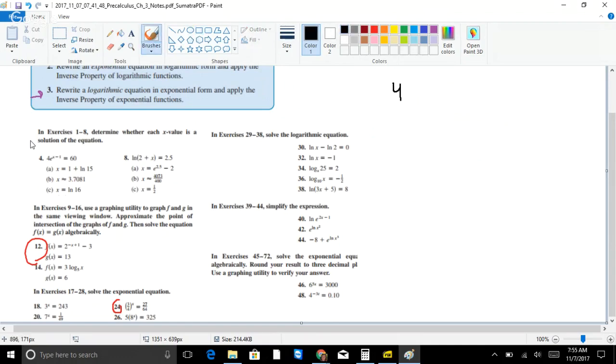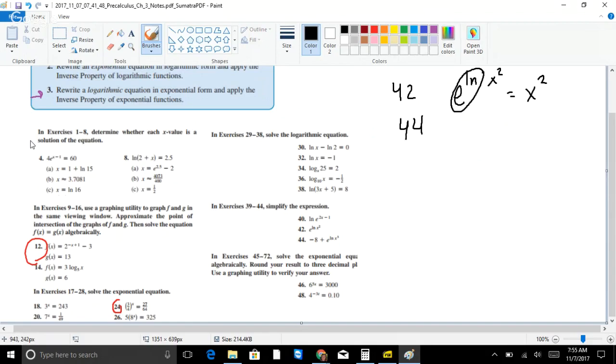For example, we have number 42. It says simplify the expression. So we're not even solving, so we don't even have to use a strategy, right? Number 42 is e to the natural log of x squared. Again, by our inverse properties, since e and the natural log are inverses of each other, that just leaves our exponent by itself. That's all you have to do for 42. Easy peasy, right?